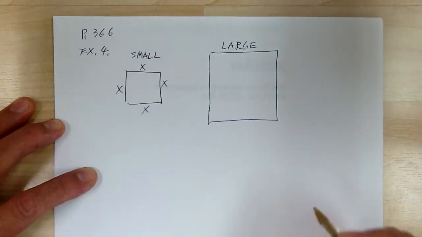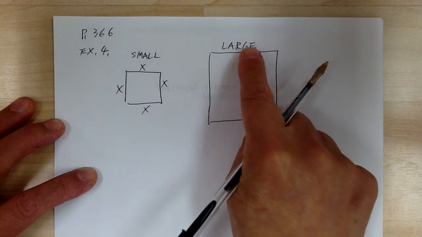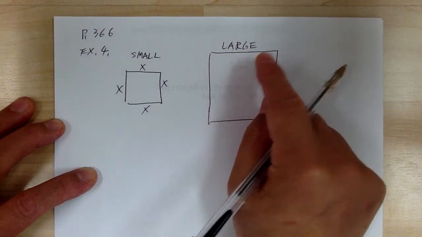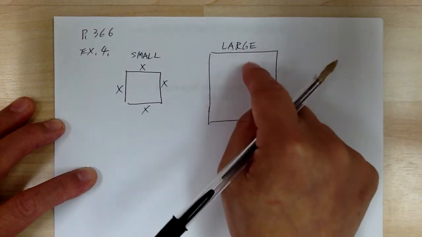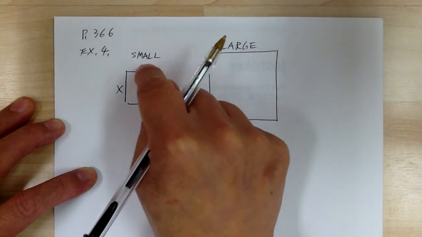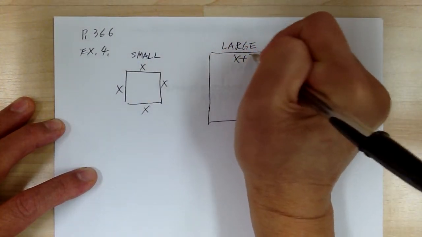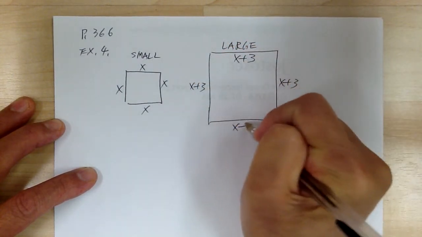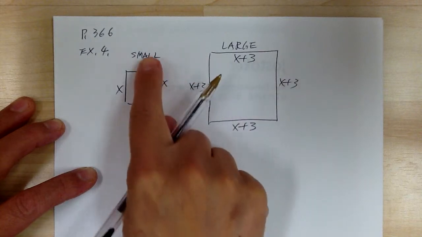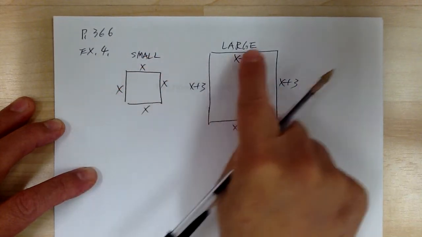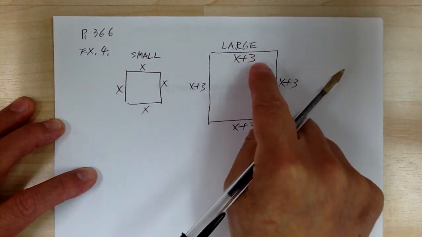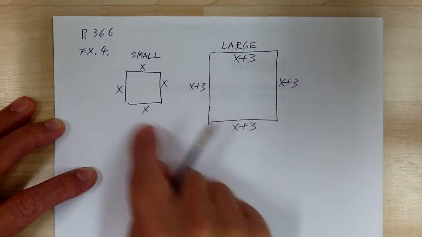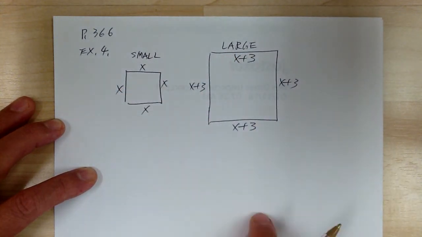Square means all 4 sides are equal, right? So it tells you that the one square has a side 3 feet longer. So the one longer must be the large one, right? So this is 3 feet longer than this one, so that means it would be x plus 3. Again, label all 4 sides so you can visualize. So the small square is x on each side, and the large square has a side 3 feet longer than the second one, so each side is x plus 3. You can draw your picture, it helps you to visualize.